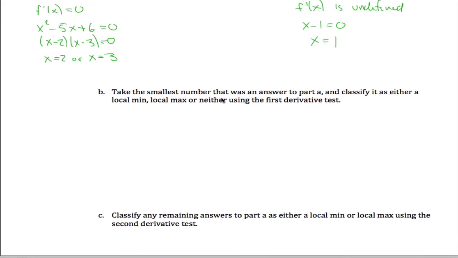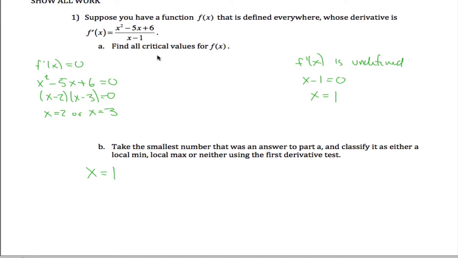Alright, take the smallest number that was an answer to part A, x equals 1, and classify it as either a local min, local max, or neither using the first derivative test. Alright, so for the first derivative test, what you have to do is look at this thing and figure out if it's changing at x equals 1, if it's changing from negative to positive, or if it's changing from positive to negative. I think the easiest way to figure it out is look at the factored form of your derivative. In other words, look at x minus 2 times x minus 3 over x minus 1.